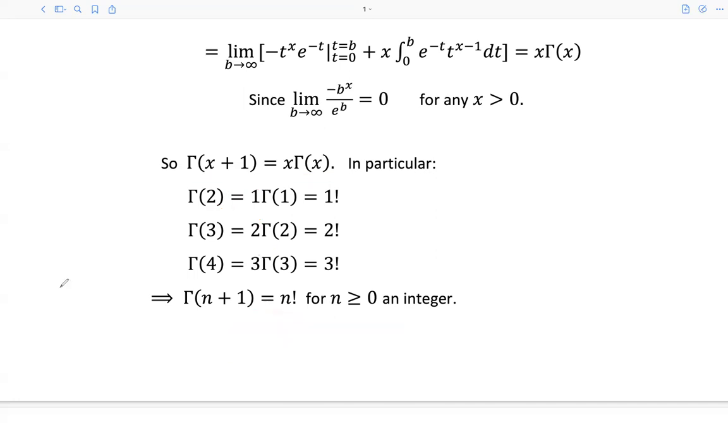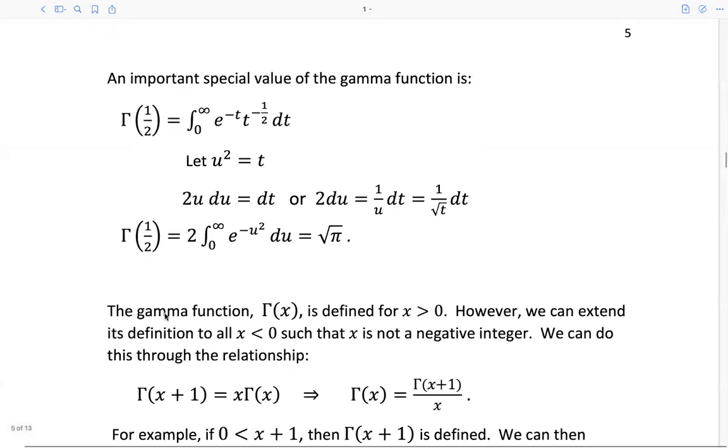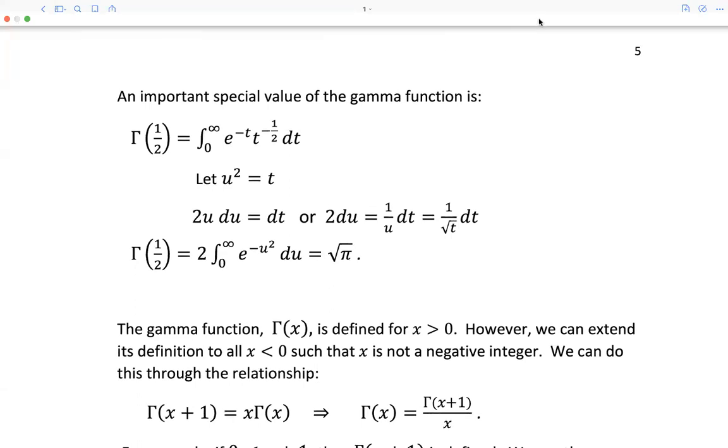Now let's see the interesting part. Let's see the gamma of half. For gamma of half, we'll go back to the definition. So we want to find out gamma of half. Plugging into the definition, we have half minus 1 as an exponent of t. Half minus 1 is negative half. So I have this.